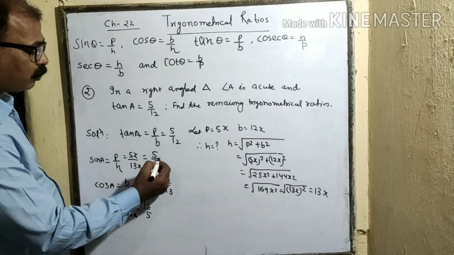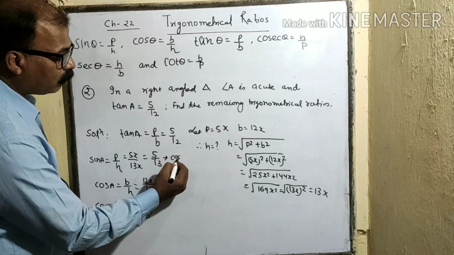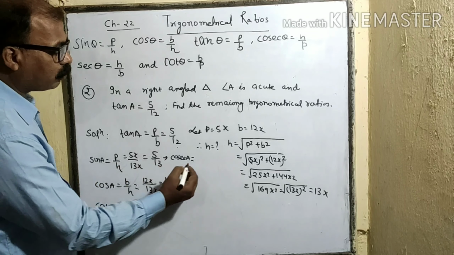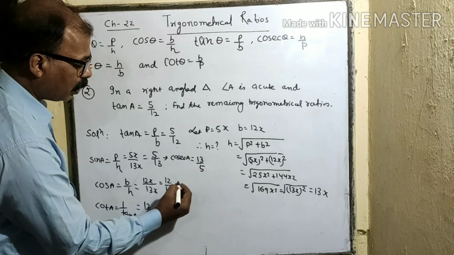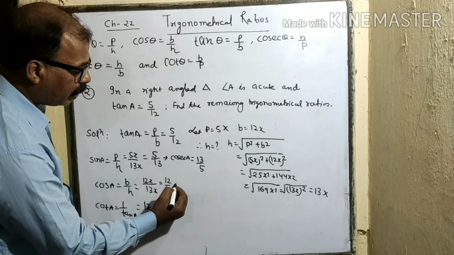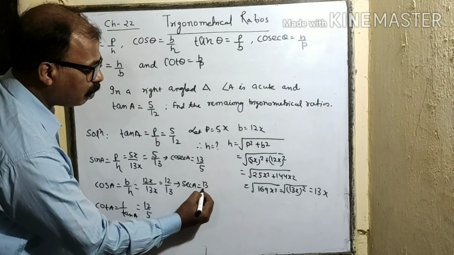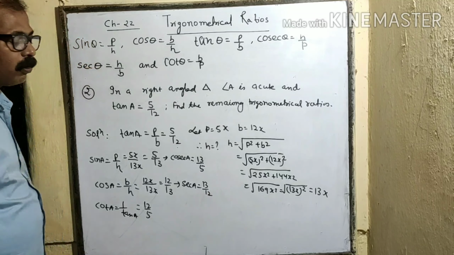Now you have to find cosec A. Cosec A will be the reciprocal of sin A, that is equal to 13 by 5. And you have to find sec A. Sec A is equal to the reciprocal of cos A, that is equal to 13 by 12. This way you will get all the answers.